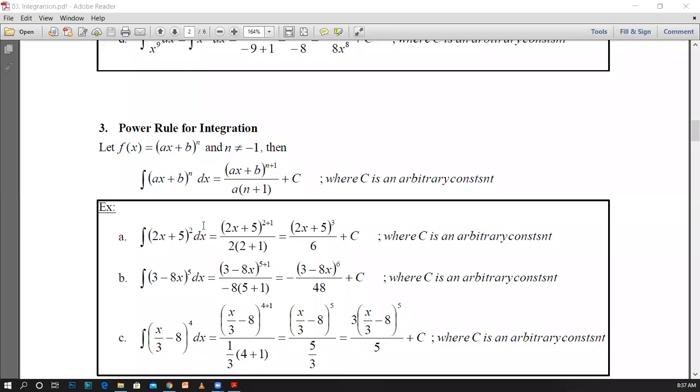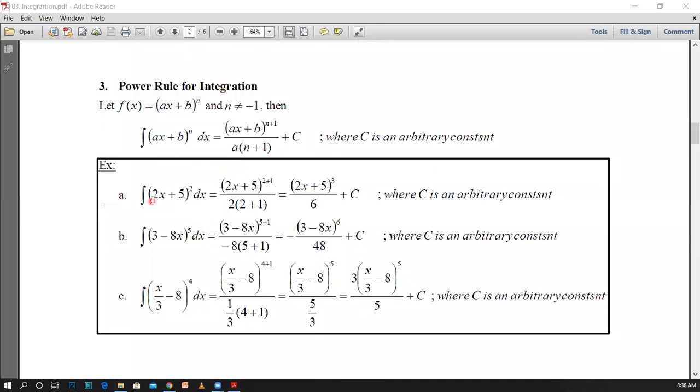In the first example, you can see that it is given as (2x + 5)^2. You have to get the integral of this. Then you can see it is given as (2x + 5)^(2+1). Since the power is 2, you have to add 1 to the existing power. Then divide the whole thing by the quantity which appears in the power, and then you have to again divide the function by the coefficient of x also.